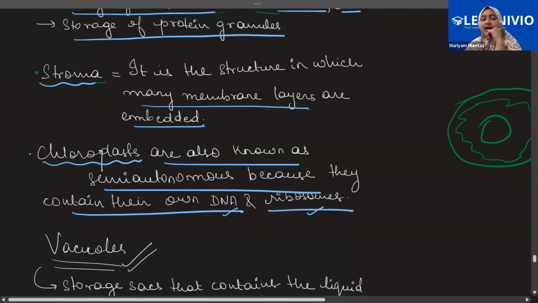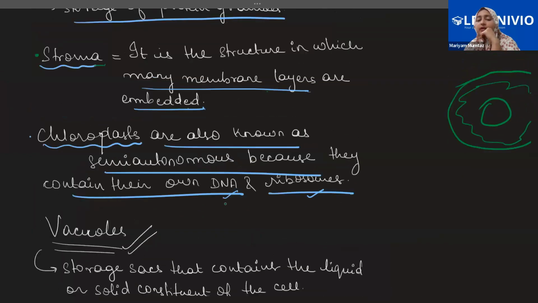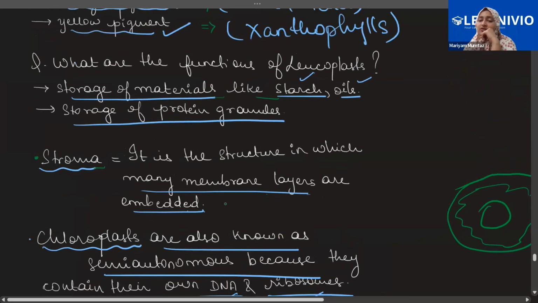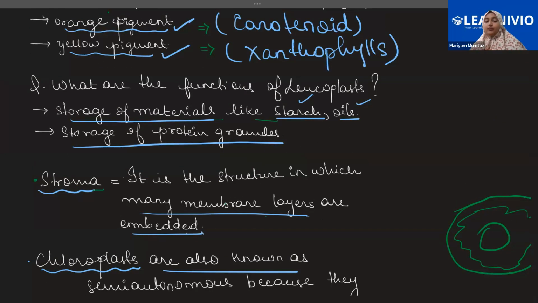Now, the chloroplasts are also known as semi-autonomous. Why? Now, which other organelle is also known as semi-autonomous, apart from chloroplast? Ma'am, it's chloroplast and mitochondria. Exactly. Chloroplast and mitochondria. These are the two organelles that are known as semi-autonomous.